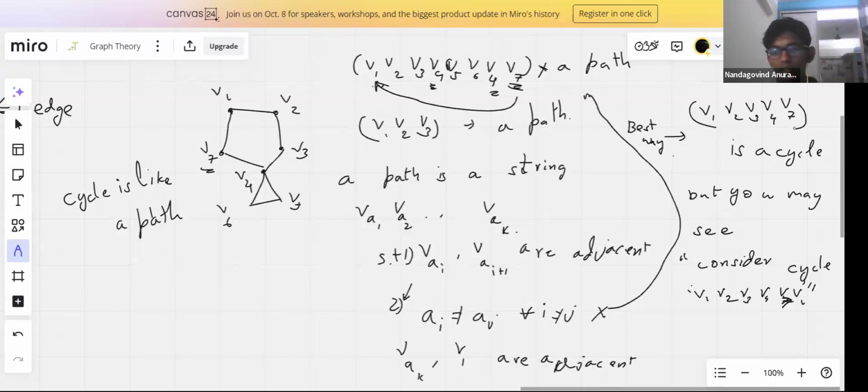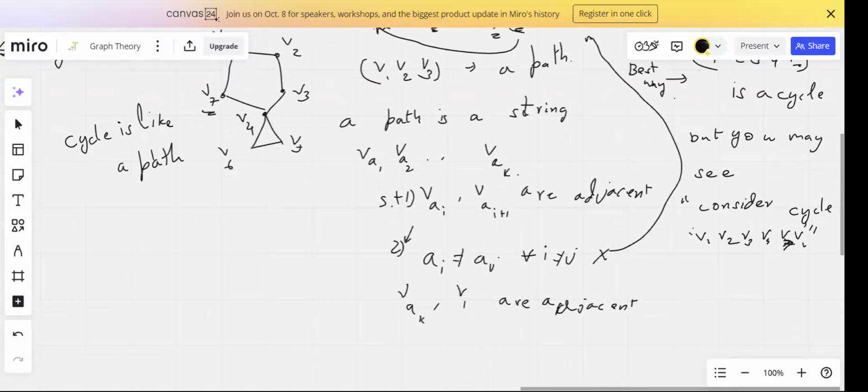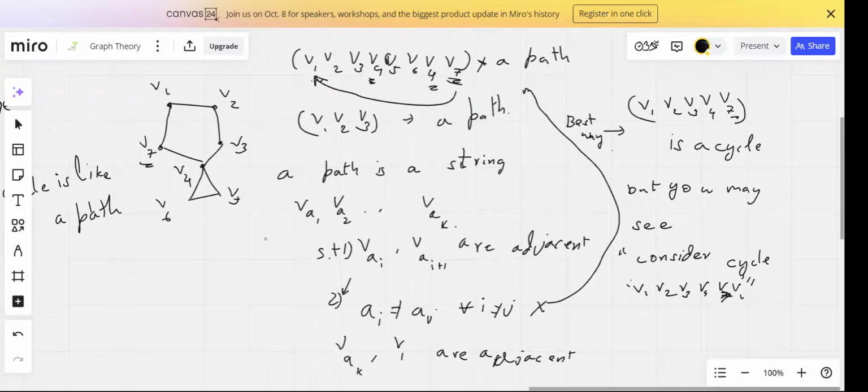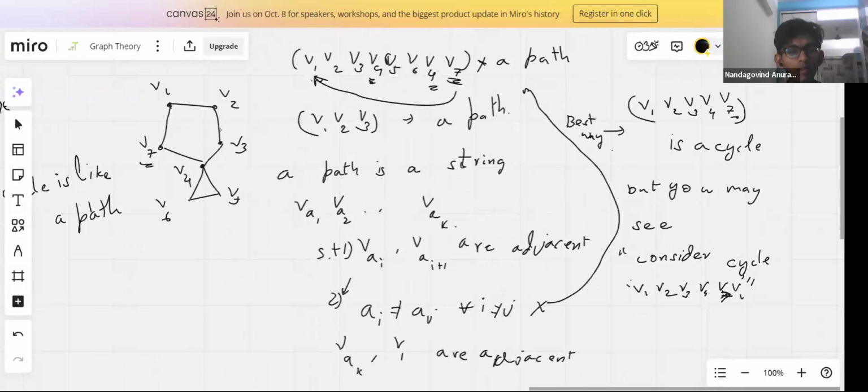Does this make sense? Generally, you wouldn't want to write the initial vertex again, but some people do. It's just a matter of nomenclature. However you want to write it. V1, V2, V3, V4, V5, V6, V7 is not a cycle because some parts are open. V1, V2, V3, V4, V5, V6, V4, V7 is not a cycle because you repeat V4.